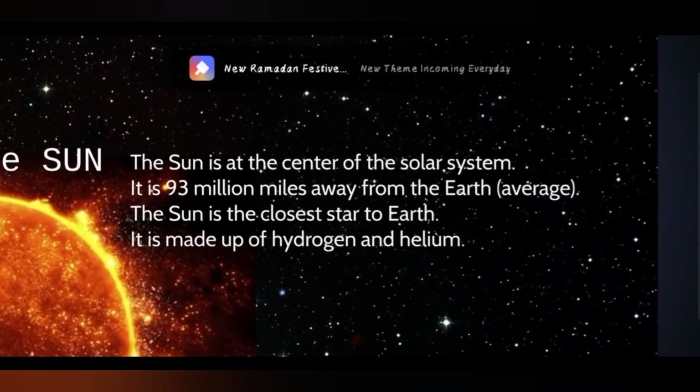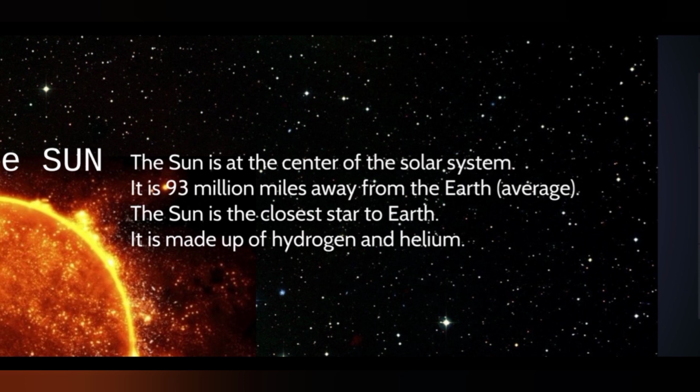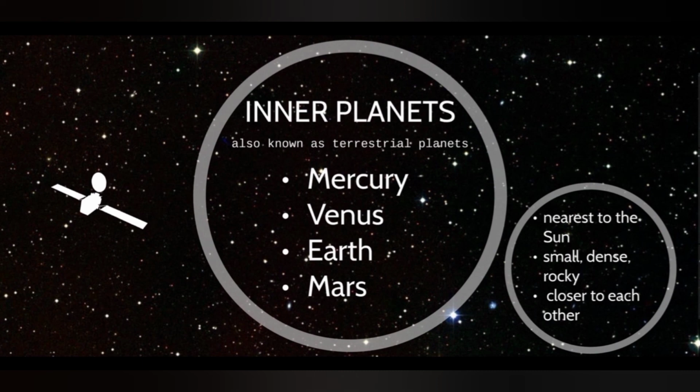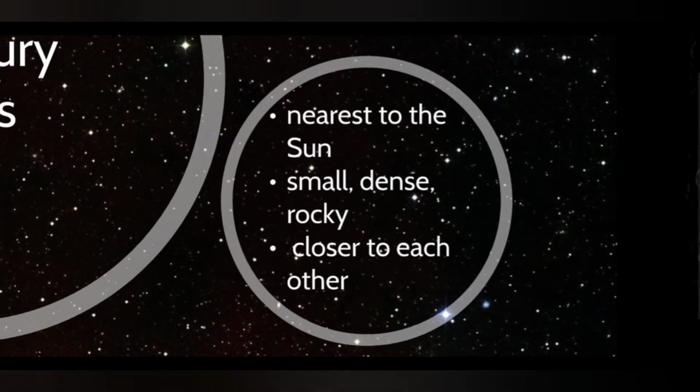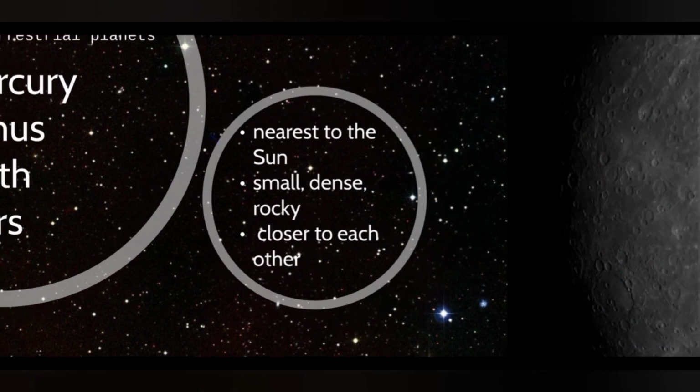Okay, so the Sun is the center of the solar system. It is 93 million miles away from the Earth, and the Sun is the closest star to the Earth, and it is made up of hydrogen and helium. We have the inner planets, also known as the terrestrial planets: Mercury, Venus, Earth, and Mars. What are the inner planets? They are the planets nearest to the Sun: small, dense, rocky, and closer to each other.